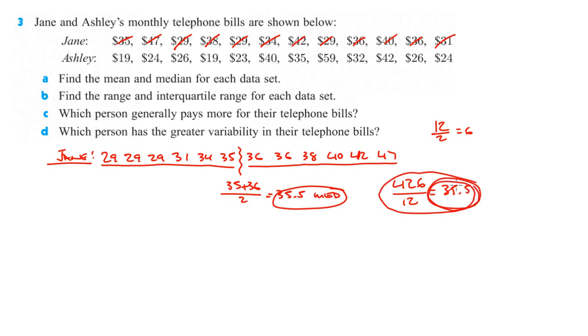Okay, well actually that's just our answer. 35.5 is the mean, and 35.5 is the median. Interesting. Okay. Next part is we're going to figure out Ashley's monthly telephone bill.